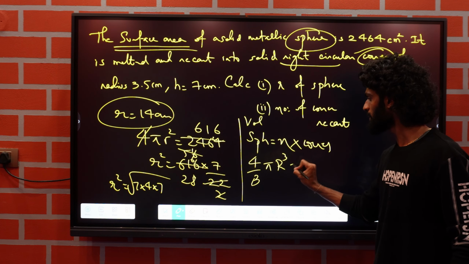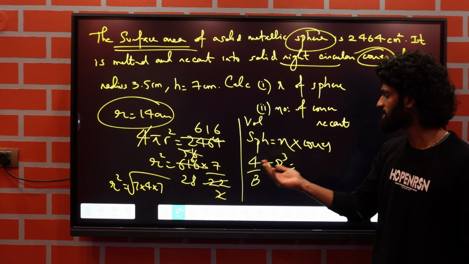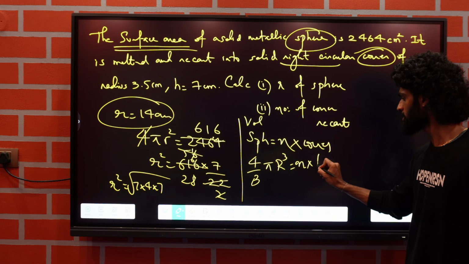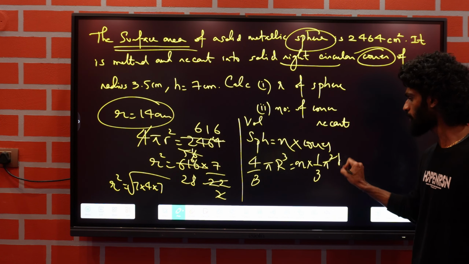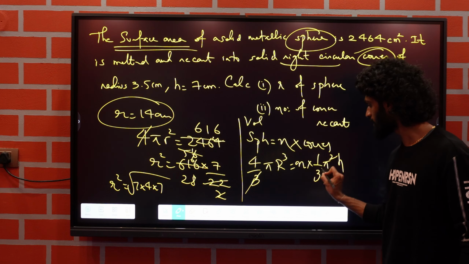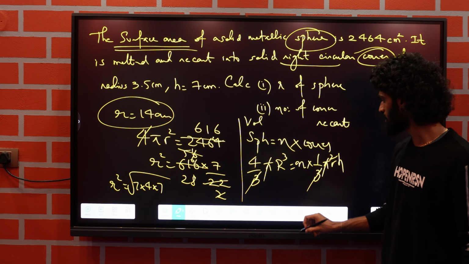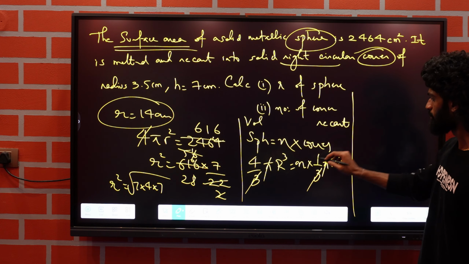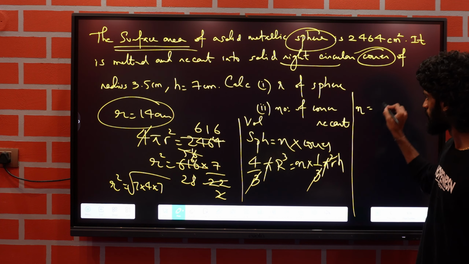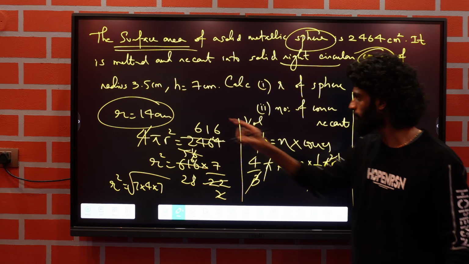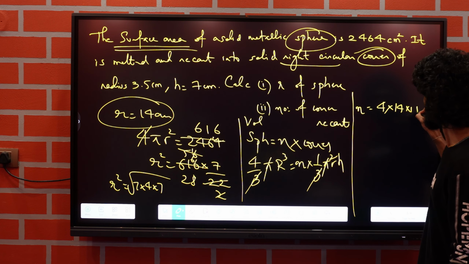Okay, unlike the previous one, it's not a hollow sphere, so it's easier for me. n into cone is 1 by 3 pi r square h. What gets cancelled? The 3 gets cancelled. The pi and the pi gets cancelled. That's it. I'll find out the value of n. So n will be equal to 4 into r cube. Value of r is 14, so you write 14 thrice.